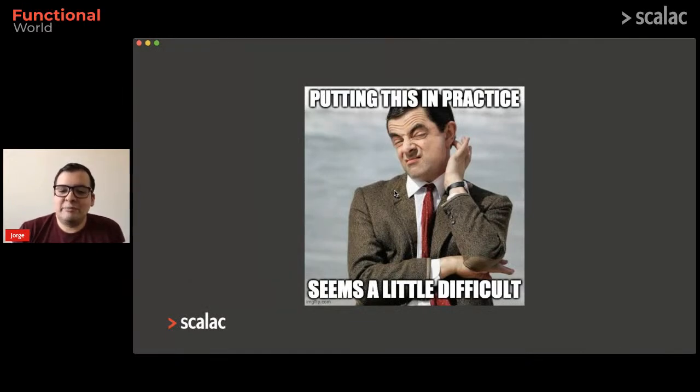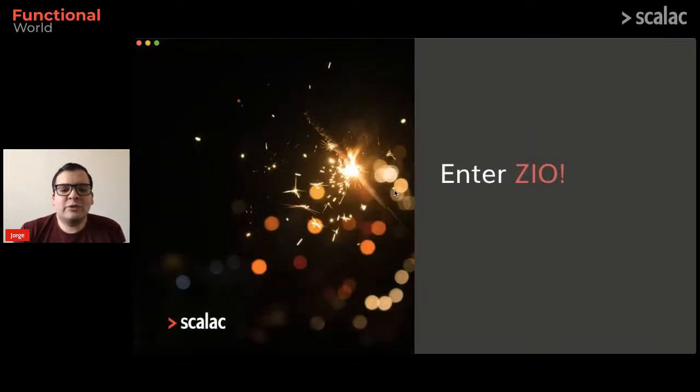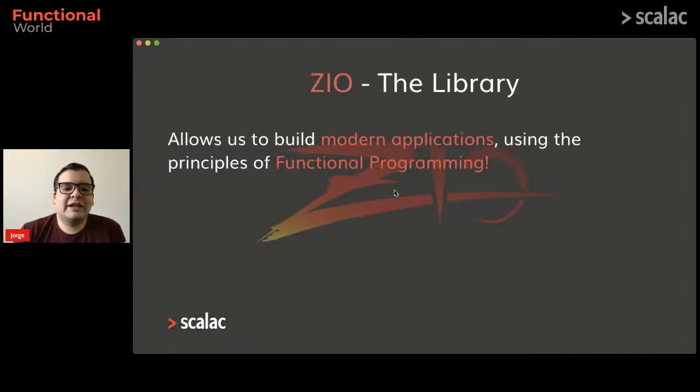So putting this into practice seems a little difficult, right? In theory, the idea is simple. We can write these descriptions, but how can we actually put that into practice? And this is where libraries like ZIO come into place. ZIO is a library that allows us to build modern applications using the principles of functional programming.